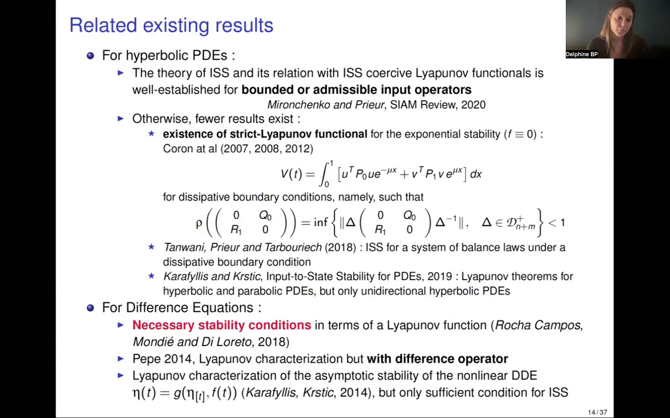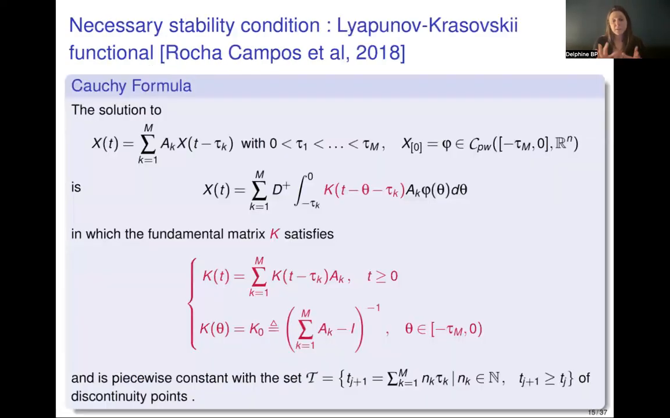On the other hand, recently Sabine Mondie and Michael Di Loreto, with their student Manuel Rocha-Campos, looked at necessary stability conditions for this type of equation with Lyapunov functions. We were inspired by this result because we thought that we could modify it to establish a necessary and sufficient stability condition. And this is what I'm going to present to you now. I'm going to start by giving you what they did and then explain a bit how we changed it.